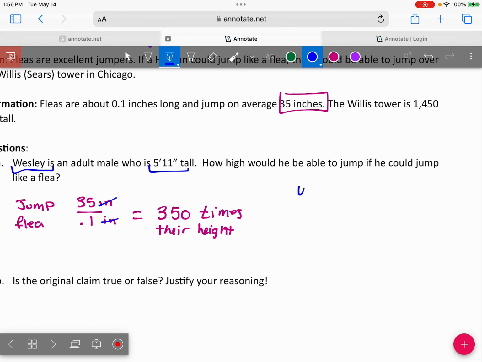So I'm going to take Wesley and get him out of this mixed number, my 5'11". And I want to make that be inches. So we can take my 5 feet times 12 gives me 60 inches. Plus 11 means he's 71 inches tall. Now, if he could jump 350 times his height, how far would he jump?